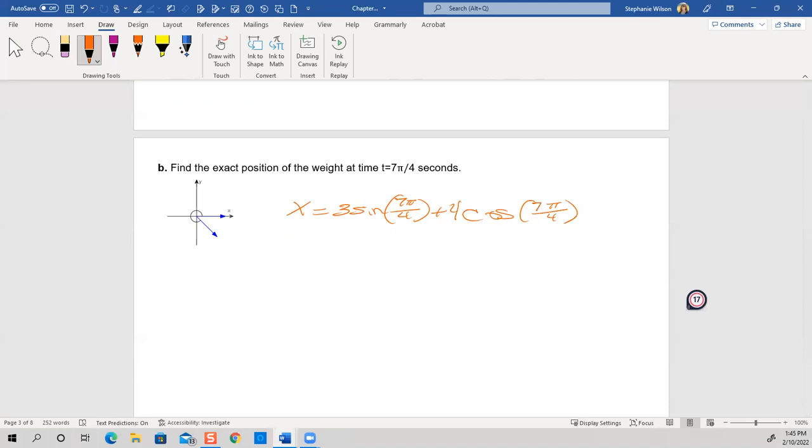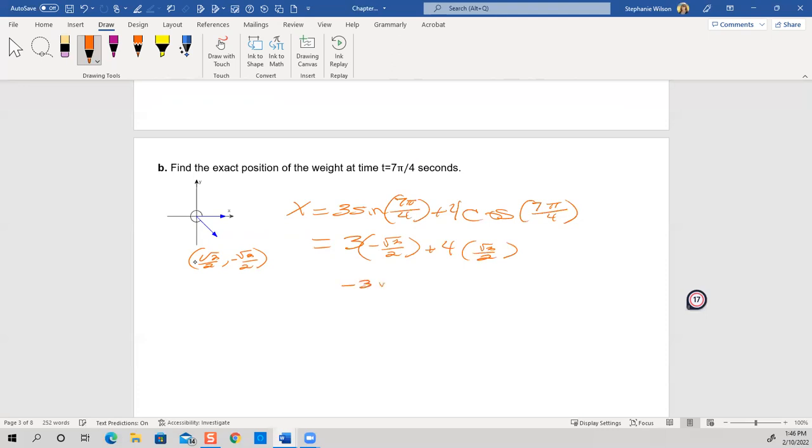So now we know the angle, and now we need to find its exact value at that particular point. Well, this is going to give me 3 times, well, the exact value is square root of 2 over 2, and negative square root of 2 over 2. So the exact value for sine is negative square root of 2 over 2, plus 4, and then the exact value of cosine is square root of 2 over 2. And now we're going to do multiplication.